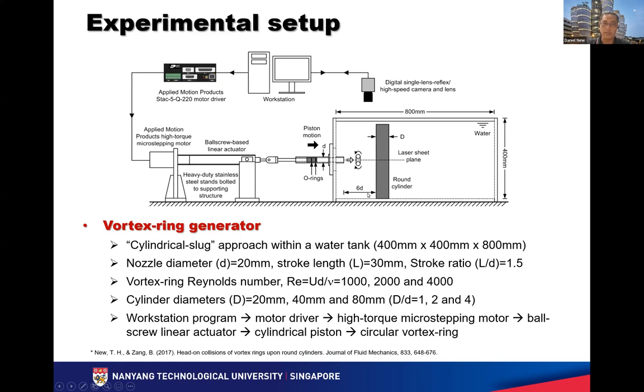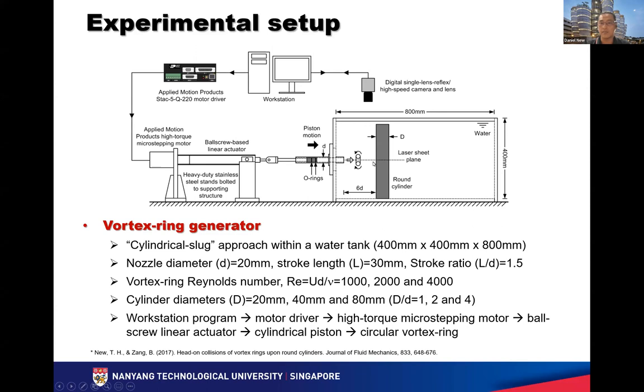So during the experiments, the program on the workstation that we make use of for the experiment is going to be inputted into the motor driver, and the motor driver will then drive the stepper motor, which in turn will basically impart an impulsive forward motion to the piston by this ball screw linear actuator. So this impulsively driven piston is going to produce a vortex ring.